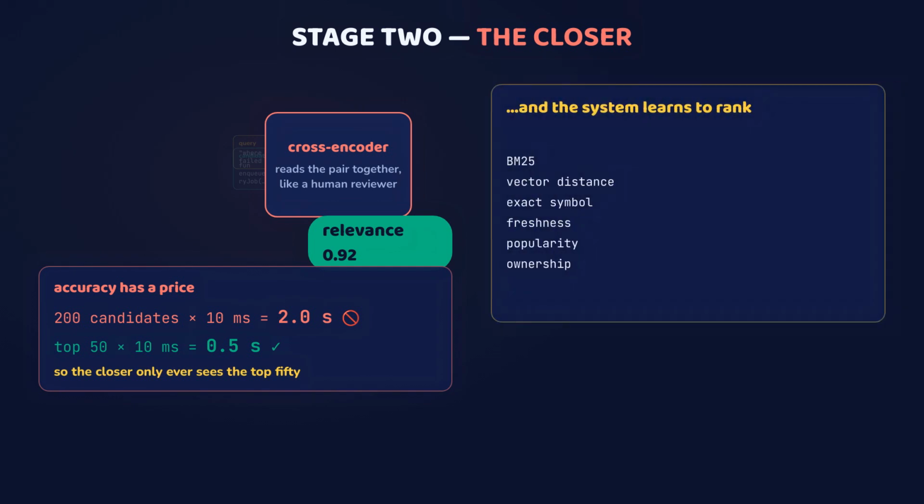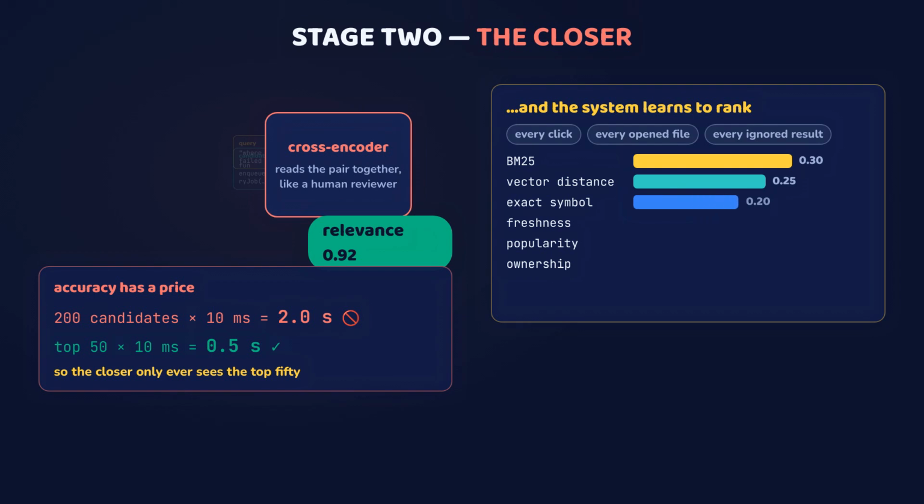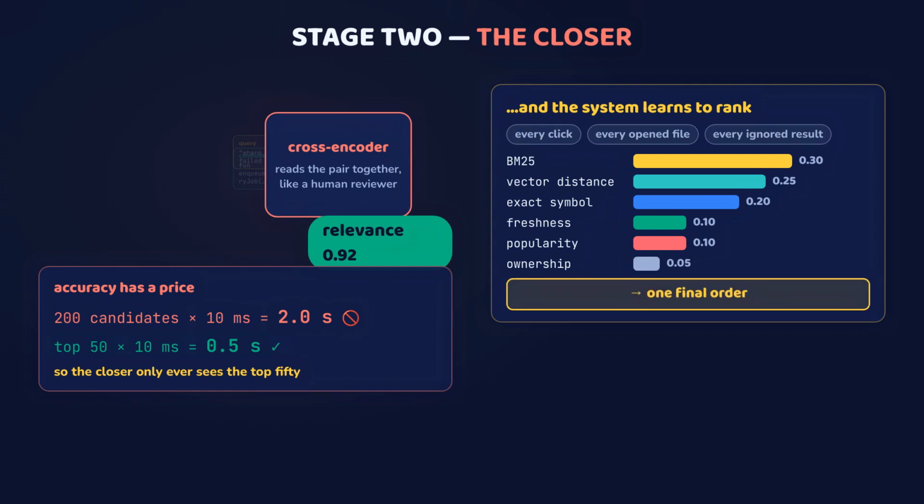And above it all, mature systems learn to rank. Every click, every opened file, every ignored result becomes training data, blending BM25, vector distance, exact symbol hits, freshness, and popularity into one final order.